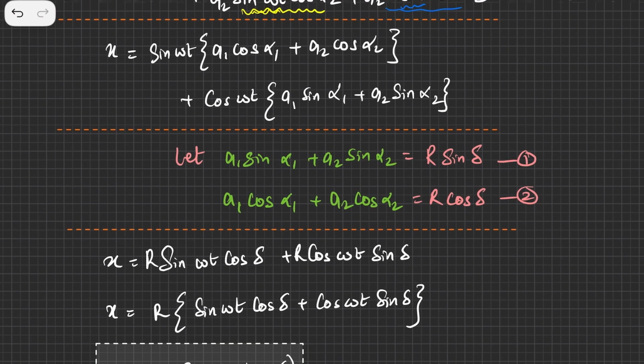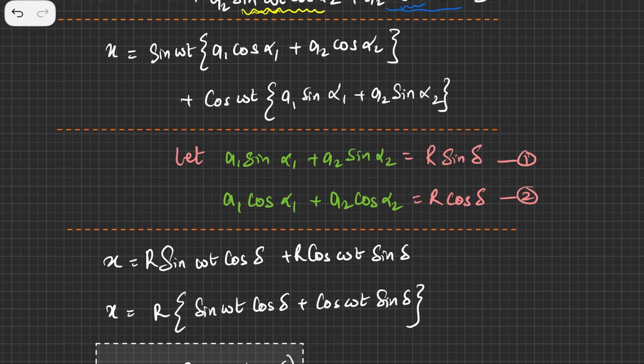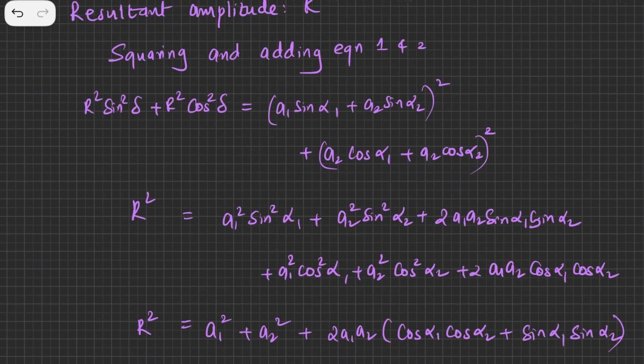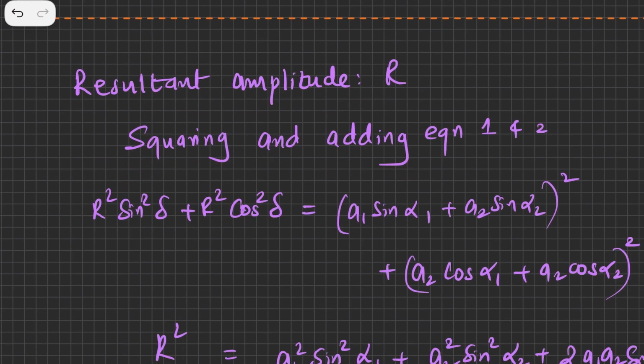If I wish to remove this delta, I'll square both the equations, left hand side and right hand side both, and I'll add them up. When I add them, sine square delta plus cos square delta will go to 1, so delta will get erased from my equation, and only one unknown will be remaining, that is r. So squaring and adding equations 1 and 2, let's quickly begin here. Resultant amplitude.